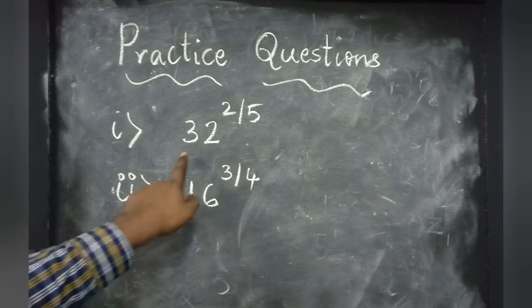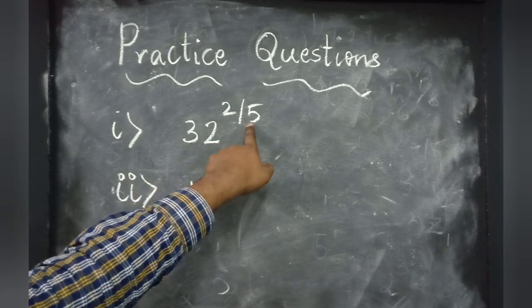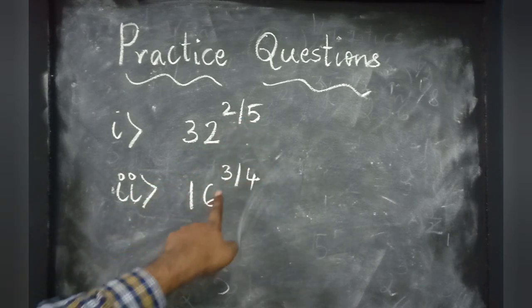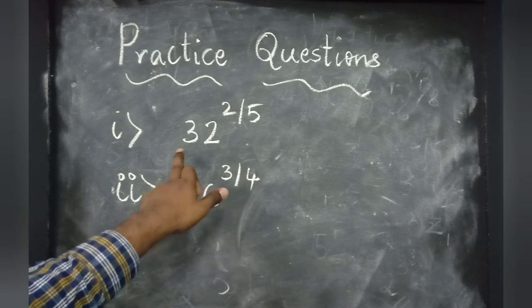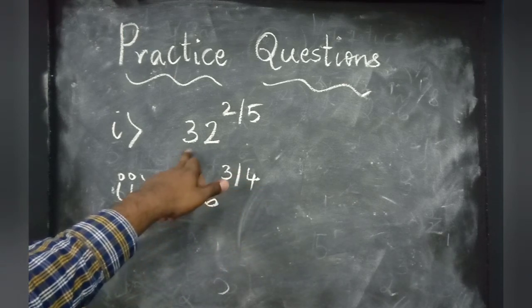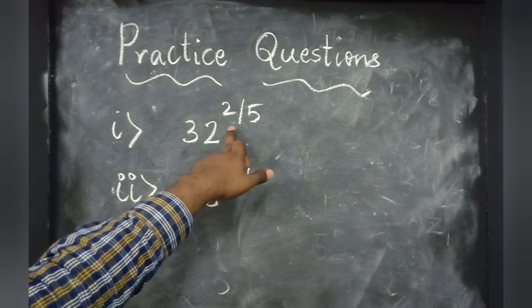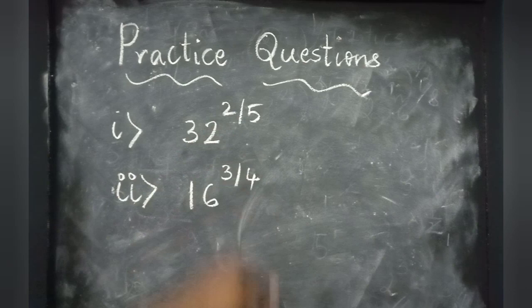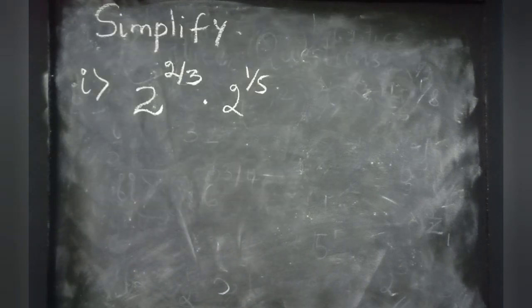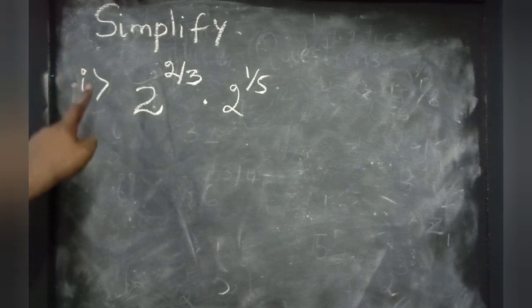The first question, 32 to the power 2 divided by 5. Second question, 16 to the power 3 divided by 4. The steps are: convert 32 in the form of exponents, then use the second law of exponents, then simplify. Moving to the next, simplify.